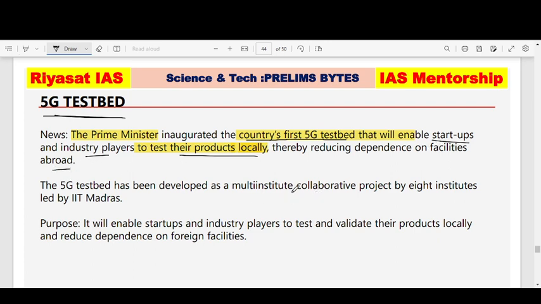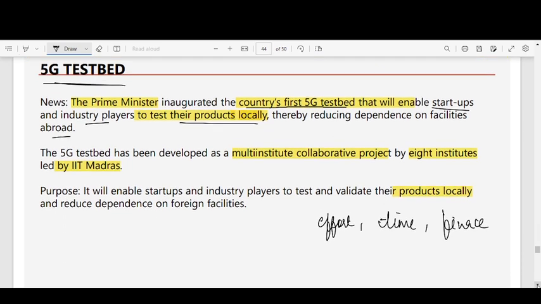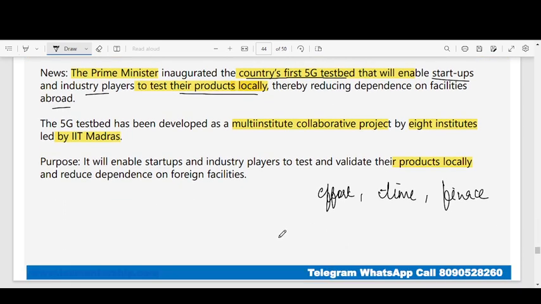And this has been developed by a multi-institutional collaborative project by 8 institutes led by IIT Madras. Head was IIT Madras. Basically, it is allowing the industry players to test the products locally, working on 5G rather than going to 4G facilities. So it is basically saving effort, time, finance, and also it is promoting Atmanirbhar Bharat. Okay, so this is everything about your 5G testbed.